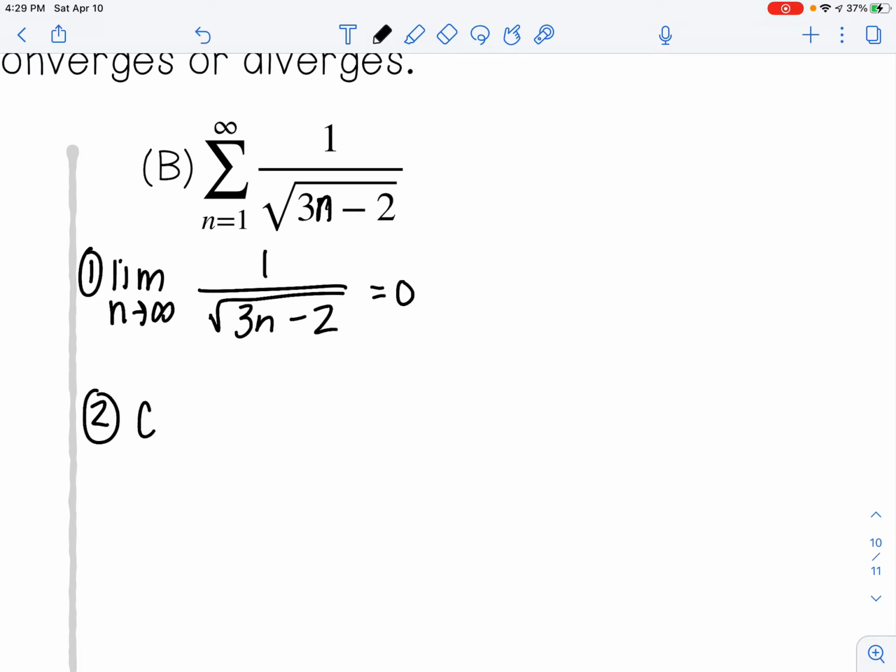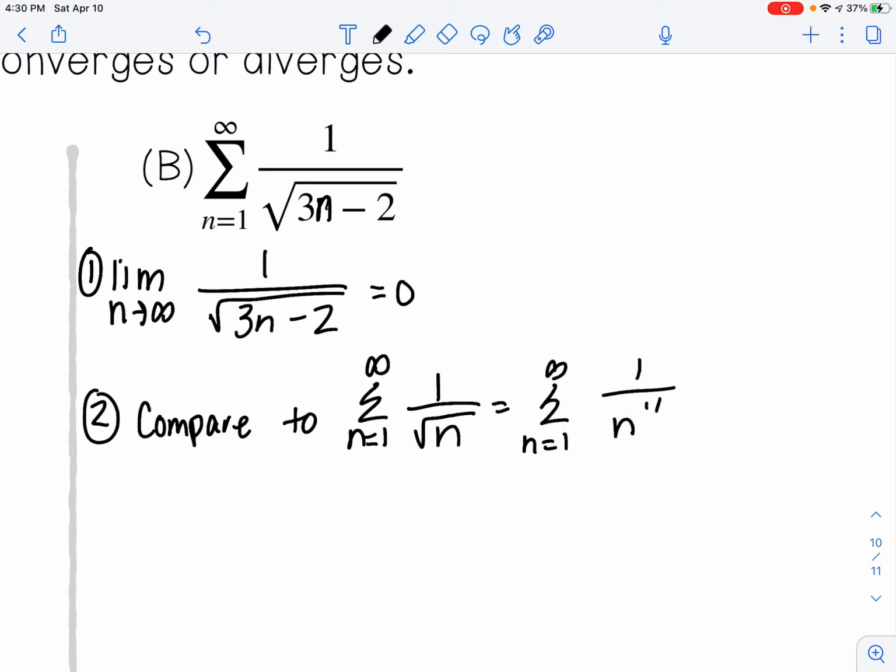So let's compare this to the sum from n equals 1 to infinity. If we pick something super similar, you're really just taking out all of the extra stuff in the problem. So I'm going to take out that minus 2, and I'm going to take away the coefficient of 3, and then it's going to be pretty similar to 1 over the square root of n. And then I can rewrite that as 1 over n to the 1/2. So now it looks like a p-series.